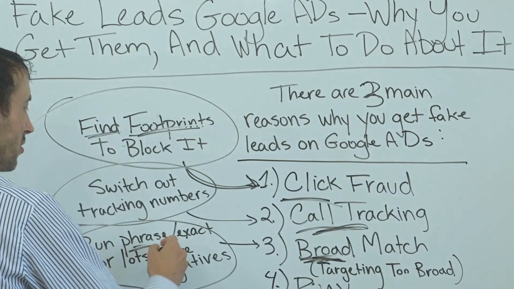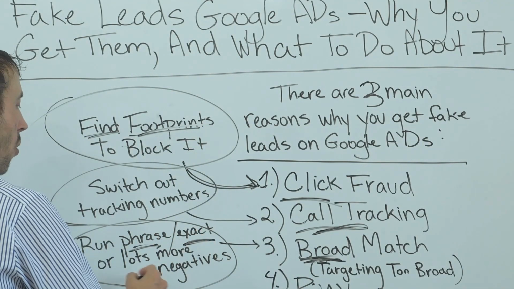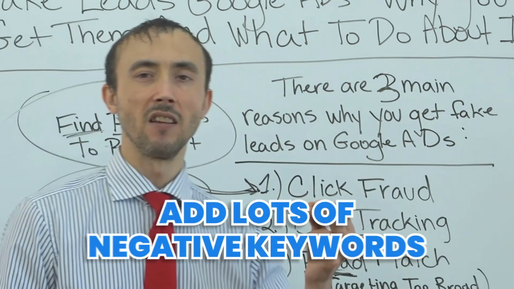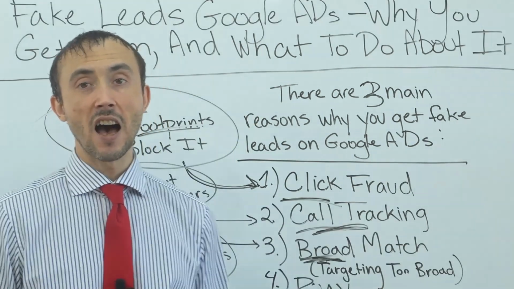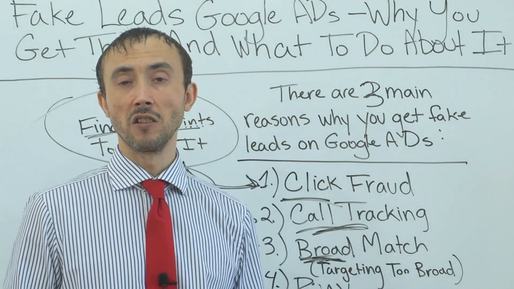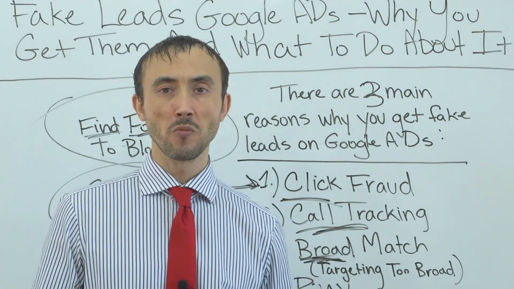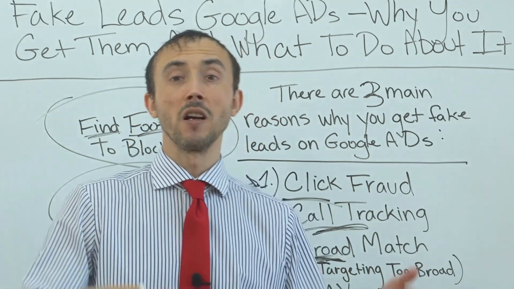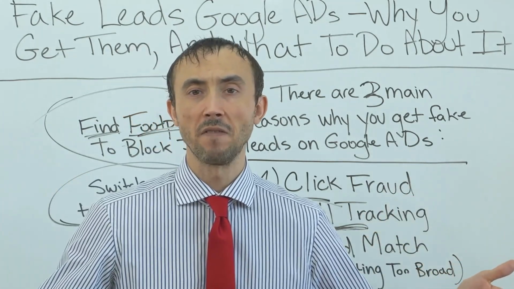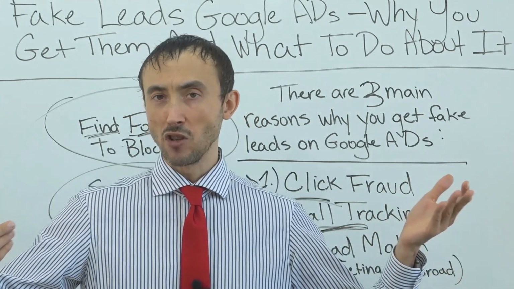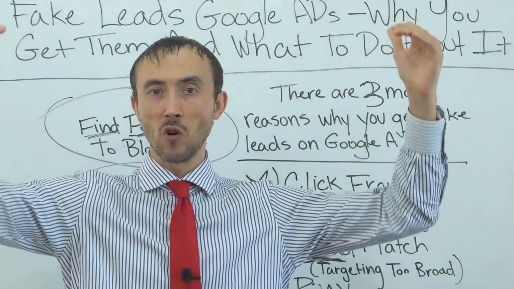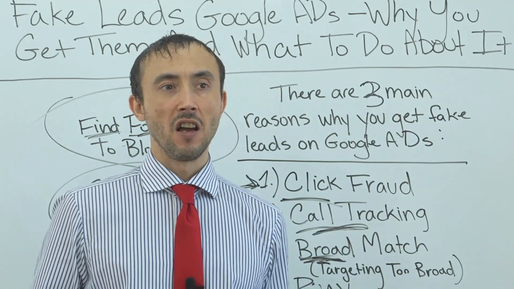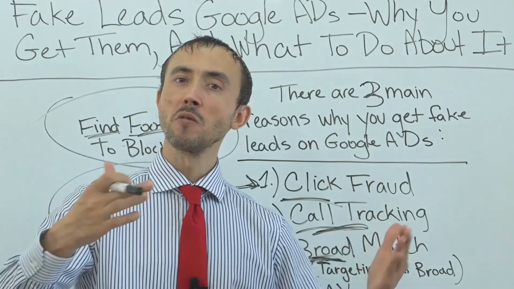You could run phrase or exact match instead of broad match, or the other way to fix it would be to add lots of negative keywords. And when I say lots, if you've been advertising for a long time, that means going into the search terms report and finding a few hundred negative keywords to add. Sometimes we've added 25,000 negative keywords, depending on how much data we have. If you go through the search terms report and you've got 300,000 search terms in there, and you add 25,000, that usually does a pretty good job.